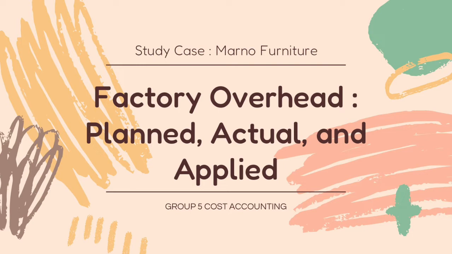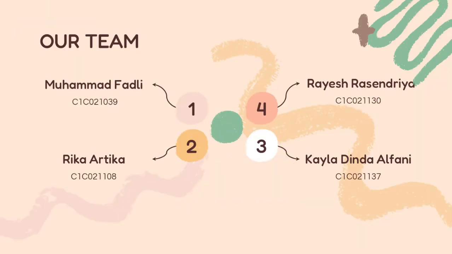We are from Group 5, Third A Accounting. Our group consists of Muhammad Fadli, Dinda Alfani, Rasendriya, and myself, Artika. In here, we are making this presentation to fulfill the assignment for this cost accounting class. Nah, on this nice occasion, we will talk about factory overhead: plan, actual, and apply. So, we are hoping that you can follow our presentation for our discussion later.